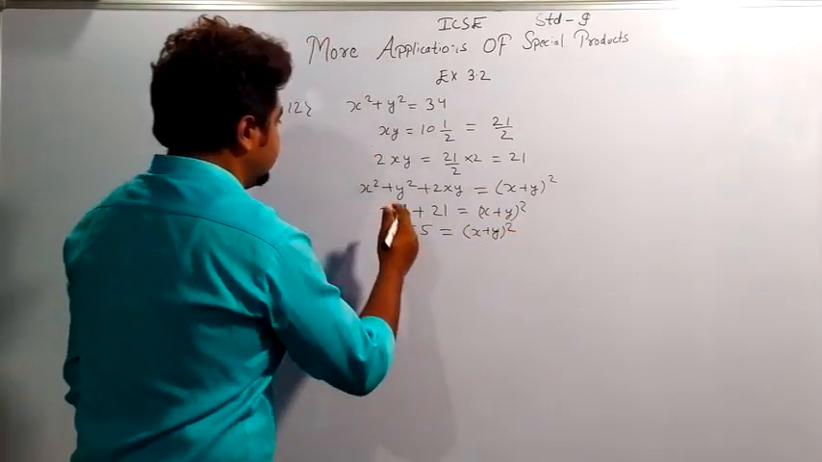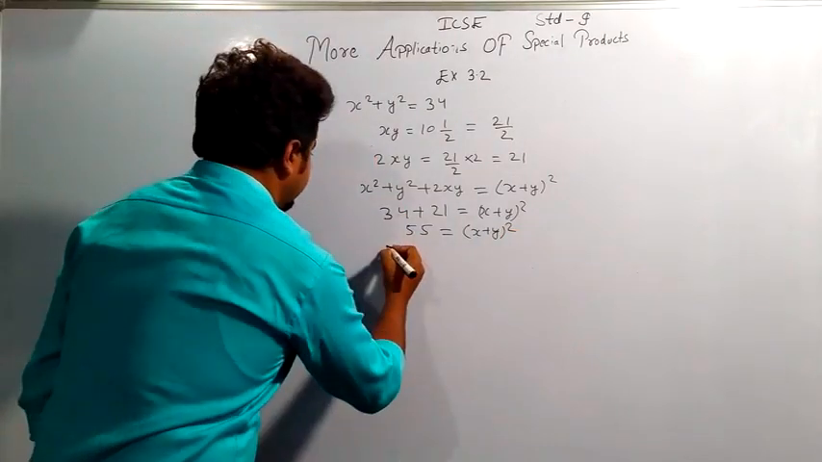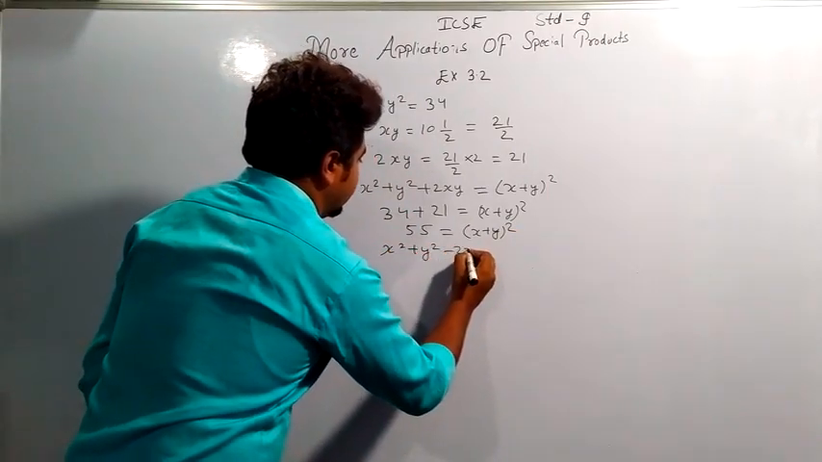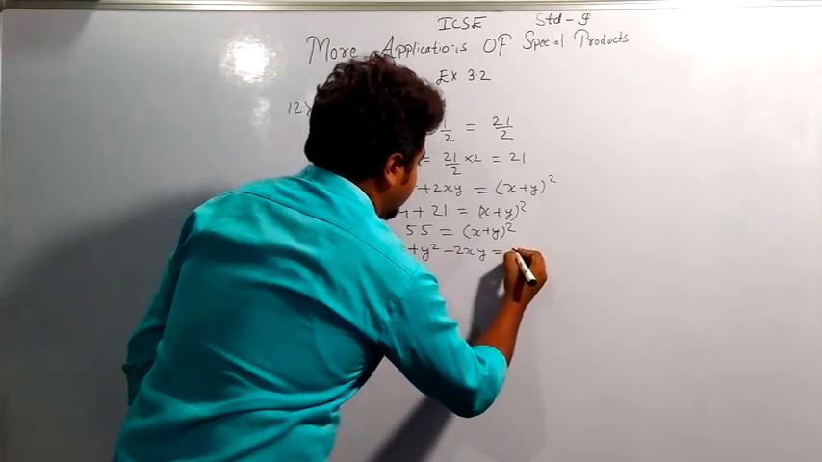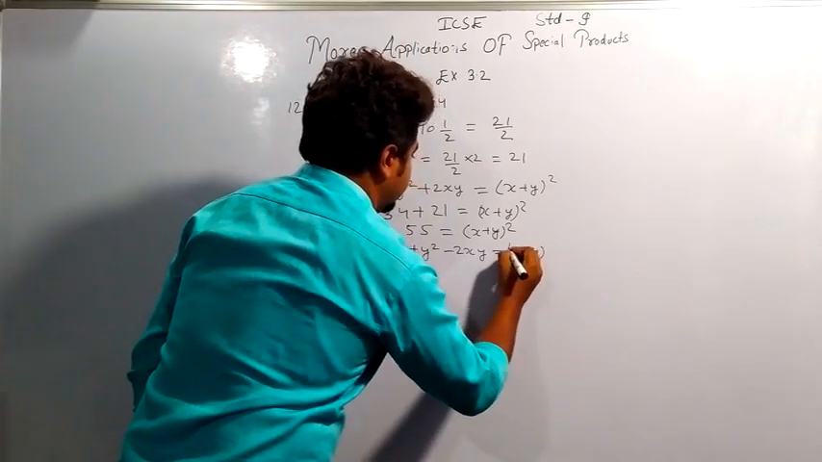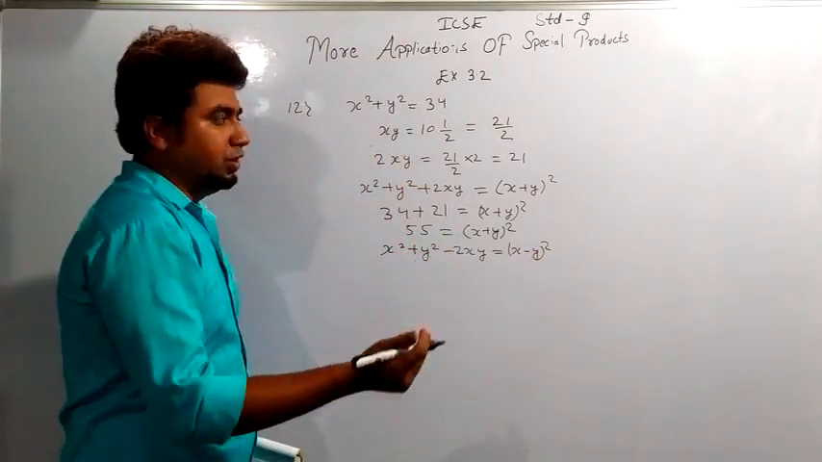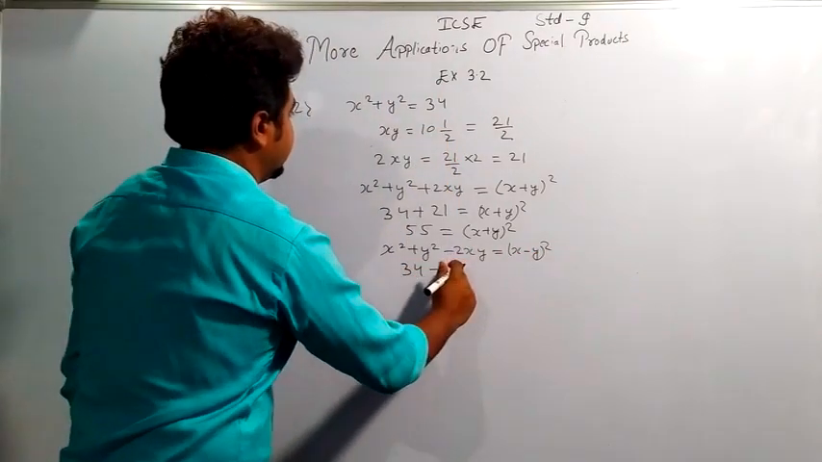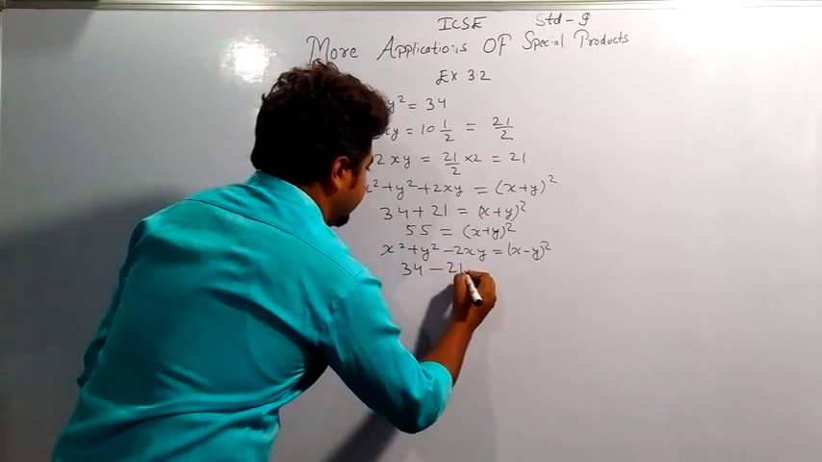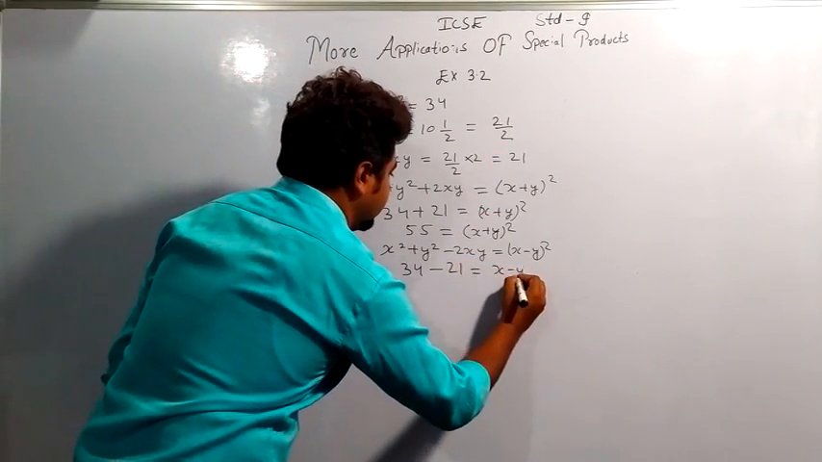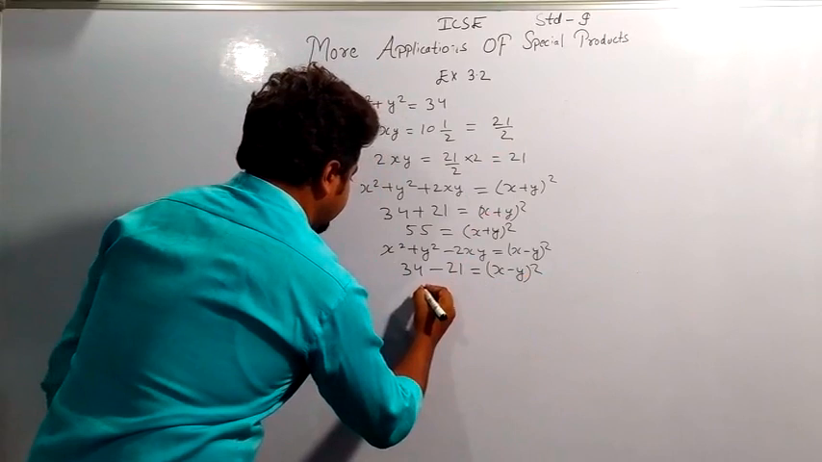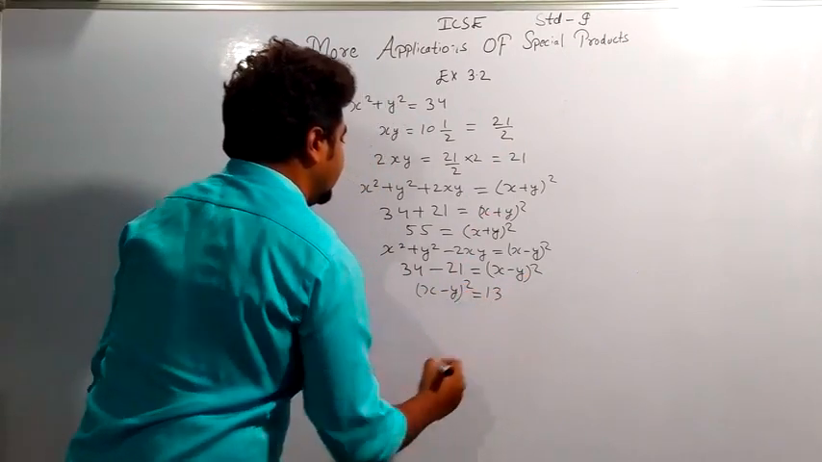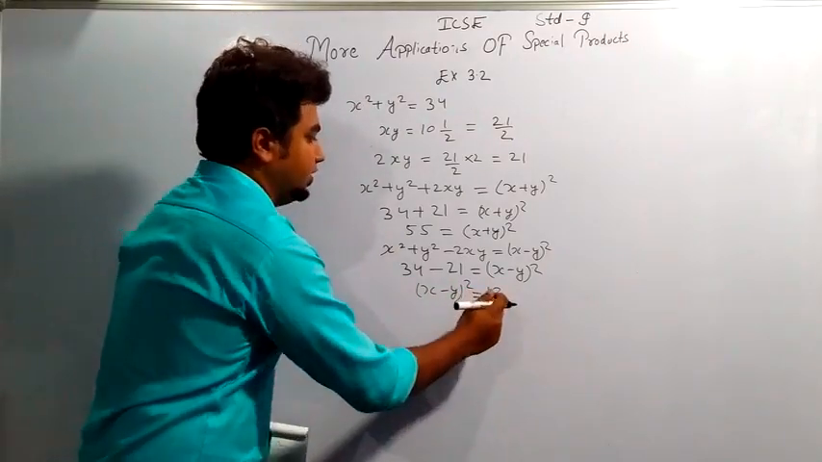Now x minus y whole square we have to find. That value also we can find. x square plus y square minus 2xy is equal to x minus y whole square. x square plus y square value we know is 34, and minus 2xy value will be minus 21. So x minus y whole square is equal to 13. This is the value of x minus y whole square.